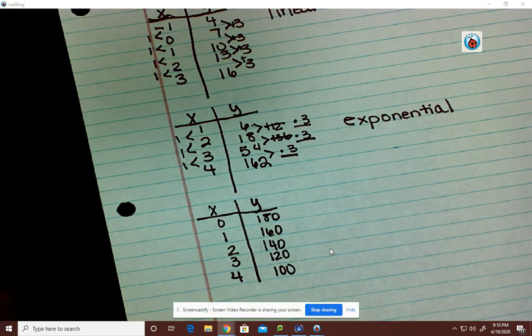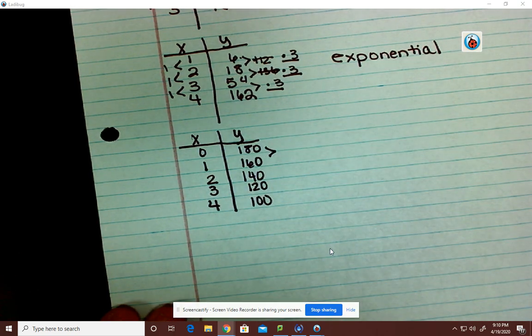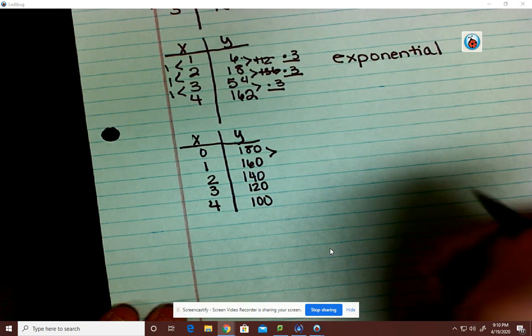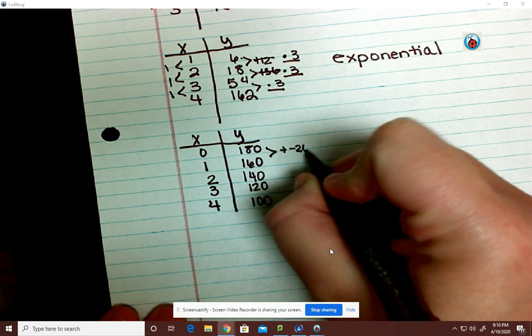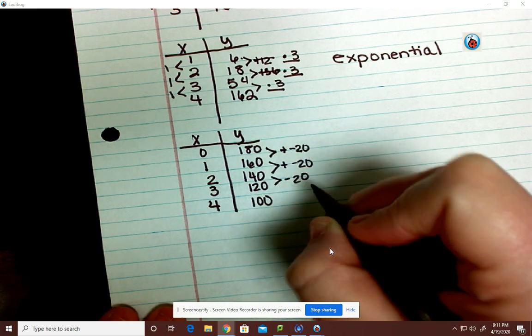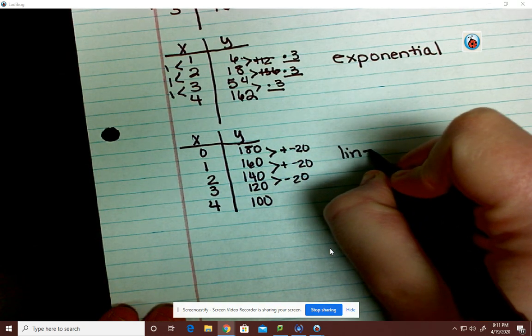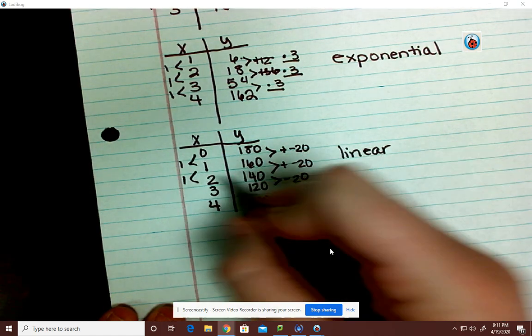Okay, so when we look at this example, we look to see what the differences are first. I always check that first. So the difference here is I'm going down by negative 20. Same thing here. Same thing here. So this would be linear, and these are all going up by 1. So that difference is the same.